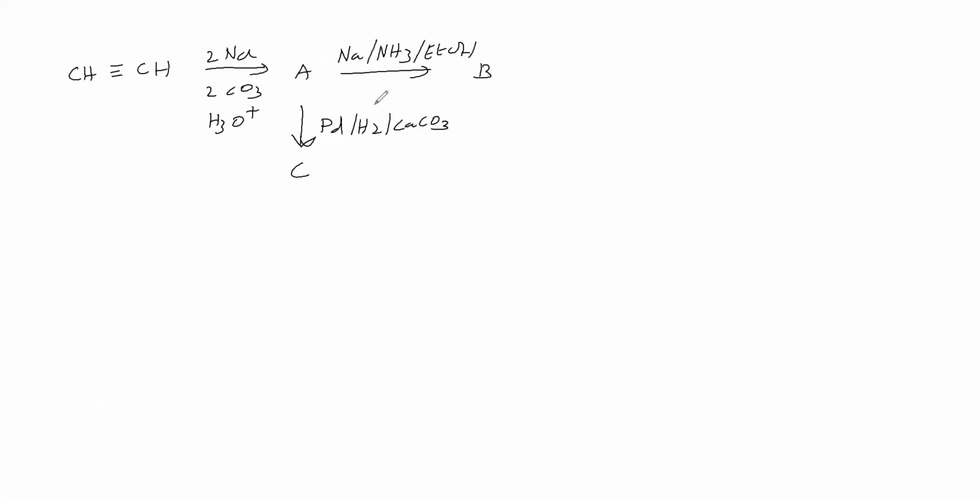Okay. First, we will take acetylene. Acetylene will react with sodium. Sodium is giving an electron and sodium becomes Na+. This electron is taken by hydrogen. This bond is shifting here. Then another sodium is giving an electron. That electron is taken by this hydrogen. This bond is shifting here. Then sodium is becoming Na+.